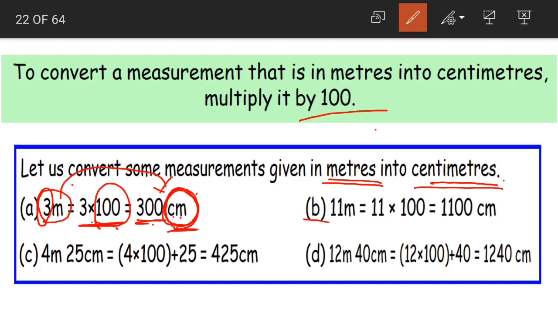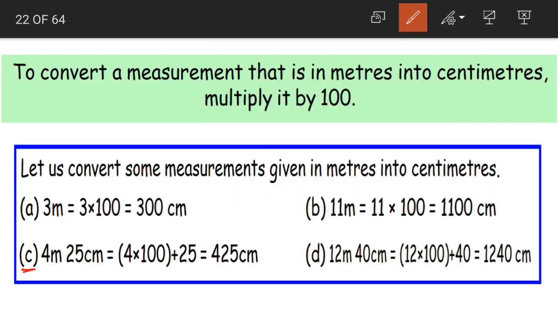Coming to example 2, 11 meters is equal to, again the number 11 into 100, 1100, and the unit has become centimeters. As meters are multiplied by 100, the unit of measurement now is centimeters.